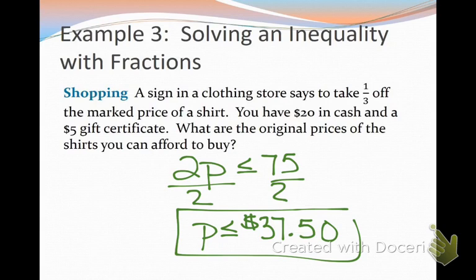So here's what we're saying. The price of your shirt needs to be originally $37.50 or less in order for you to have enough money to buy it, for it to be $20 cash or less. All right, so we're going to do another one of those.